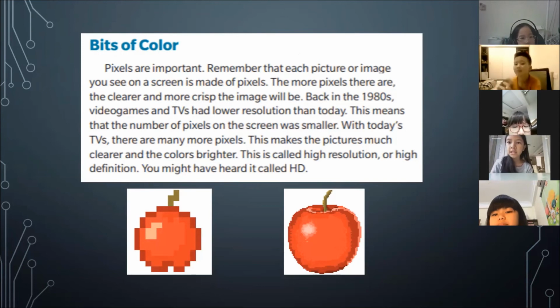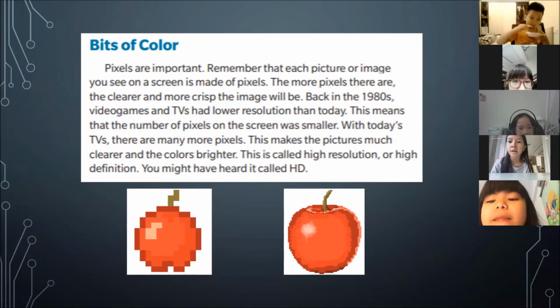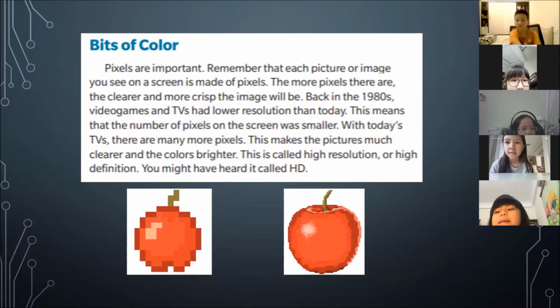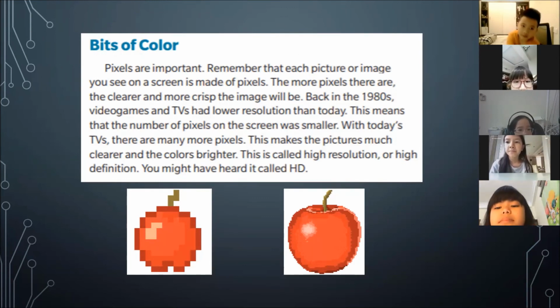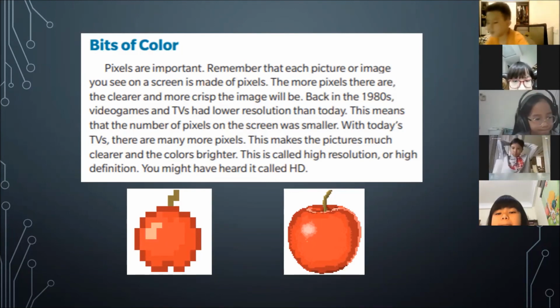Pixels are clearer and brighter, making the more. The TVs have more resolution than today. The number of pixels on its. Today's TV got more brighter and more high definition, that you might have heard called HD.